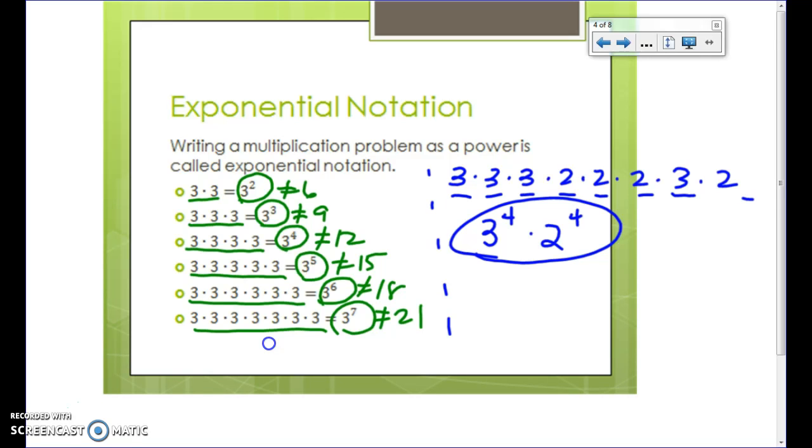So exponential notation is just a shorthand way to write out a long multiplication problem. The 4 represents having 4 3's being multiplied together, and the 4 here represents there's 4 2's being multiplied together. All right, those are the exponents. 3 and 2 would be the bases, and together we would call 3 to the 4th a power.